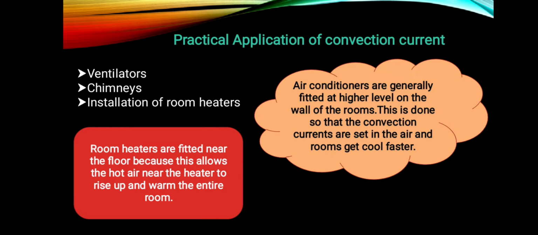Installation of room heaters. It is advisable to place the room heaters at the ground level for effective heating. The warm air near the heater rises up and cold air from the other areas rushes in to fill its space. The cool air is again heated up by the heater, setting up a convection current. Soon, all the air inside the room becomes warm. Air conditioners are generally fitted at a higher level on the wall of the rooms. This is done so that the convection currents are set up in the air and rooms get cooler faster.